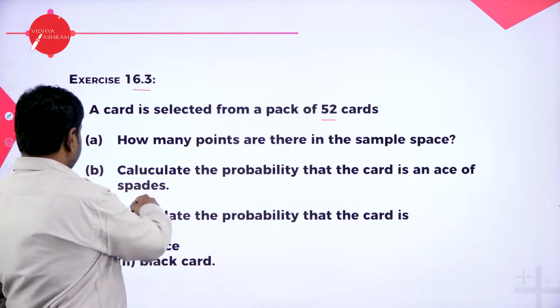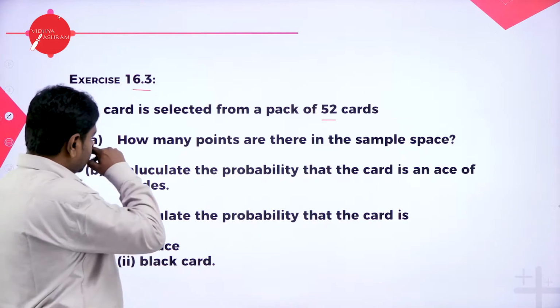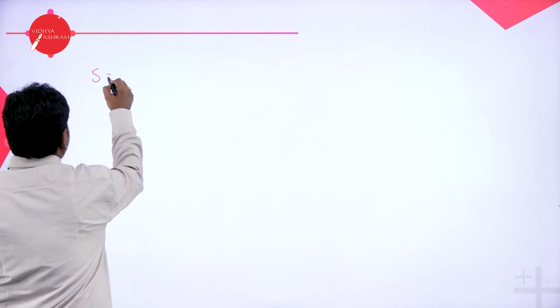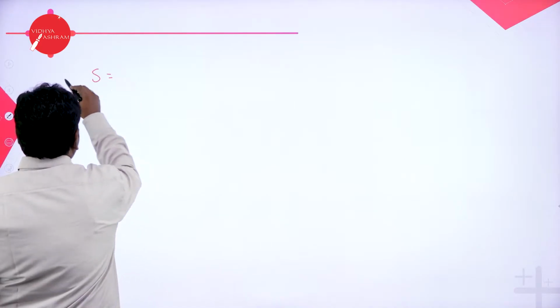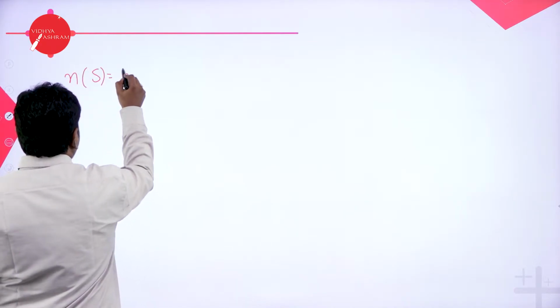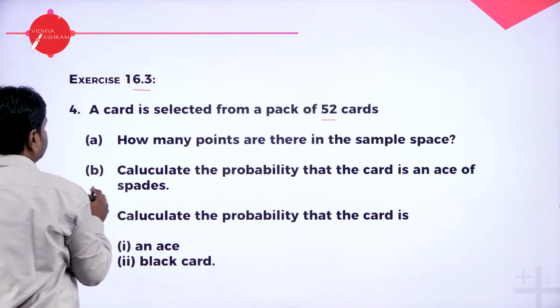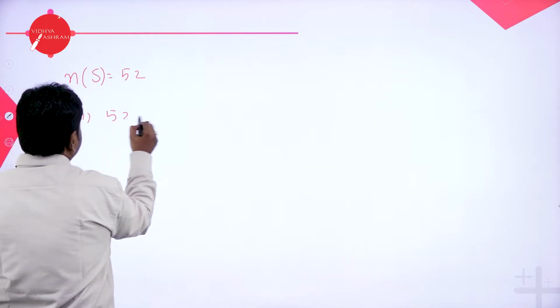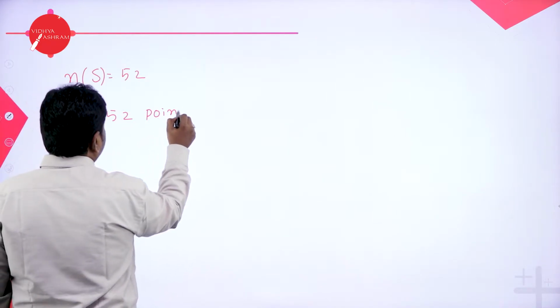So we have 3 sub questions. We'll solve each. Now a card is drawn, so the sample space will have 52 cards. The number of elements in the sample space is 52. So for the first question, how many points are there in the sample space? 52 points are there in the sample space.